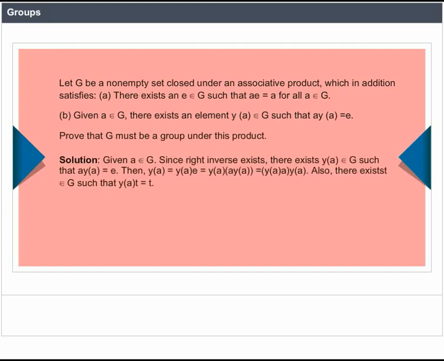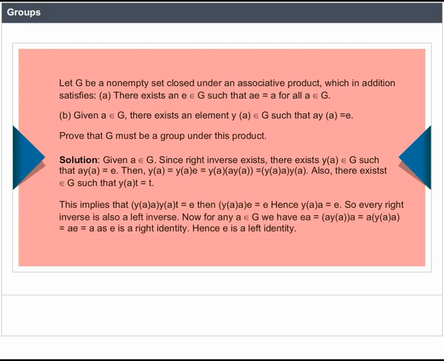Solution. Given a belonging to G, since a right inverse exists, there exists y(a) belonging to G such that a y(a) = e. Then y(a) = y(a) e = y(a) (a y(a)) = (y(a) a) y(a). Also, there exists t belonging to G such that y(a) t = e. This implies that y(a) (y(a) a) y(a) t = e, then y(a) e = e, hence y(a) a = e. So every right inverse is also a left inverse.